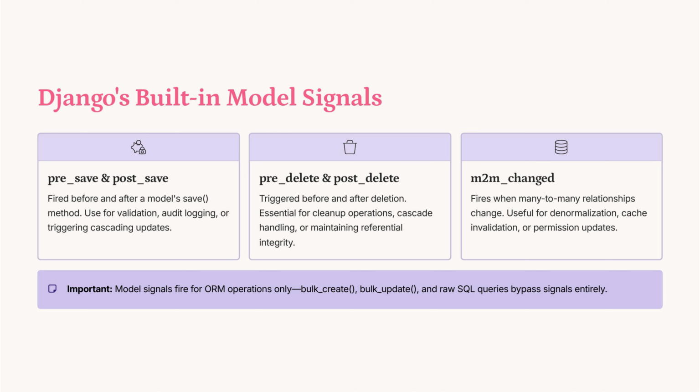Django's built-in model signals like pre_save and post_save are crucial for tasks such as validation and audit logging. Similarly, pre_delete and post_delete signals are vital for cleanup and maintaining integrity. The m2m_changed signal is key for handling many-to-many relationship changes. Note, these signals don't trigger for bulk operations or raw SQL queries.